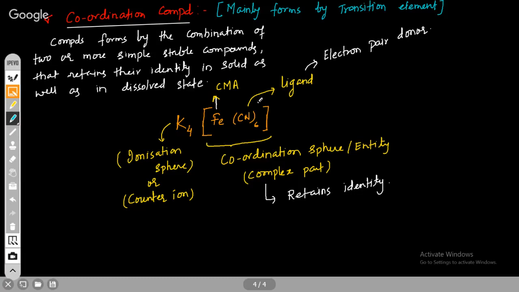So this is the property of the ligand. Ligands are electron pair donors. Metals accept electron pairs from the ligands, and hence generally we say that coordination compounds are mainly formed by the transition elements, since transition elements have vacant d orbitals. This is one thing.